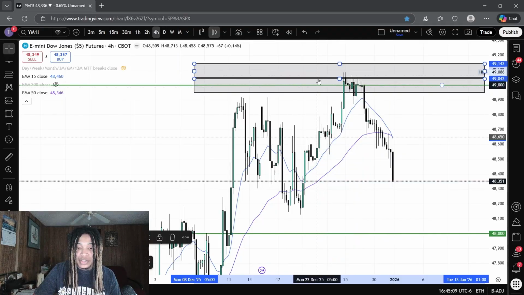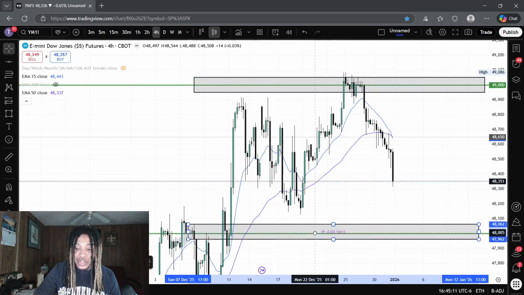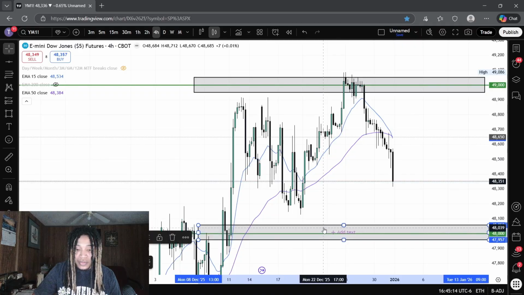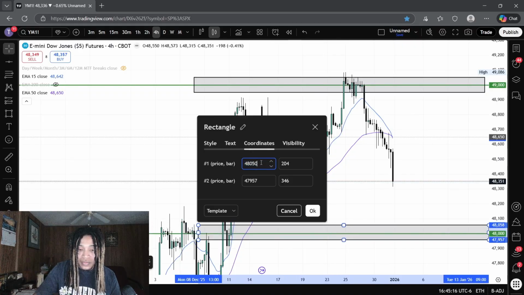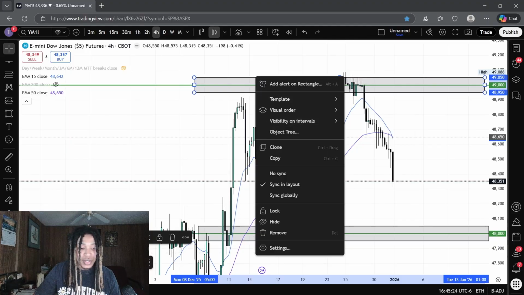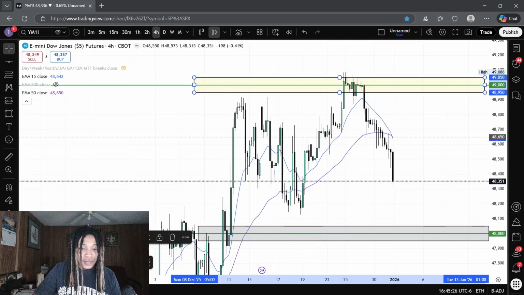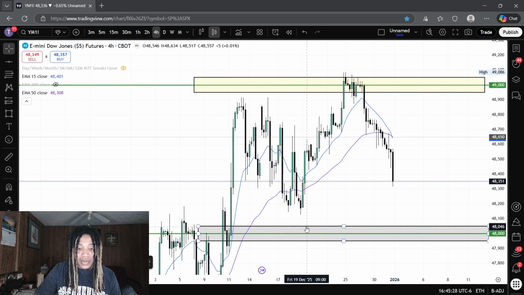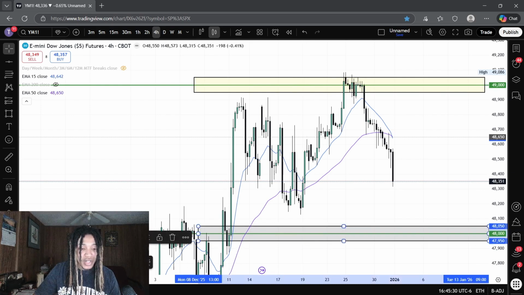These are my two major. These two are really the main two that I'm worried about. Matter of fact, I'm gonna make these golden boxes just so you know that these are the big dog boxes. I'm trying to see what it's gonna do.